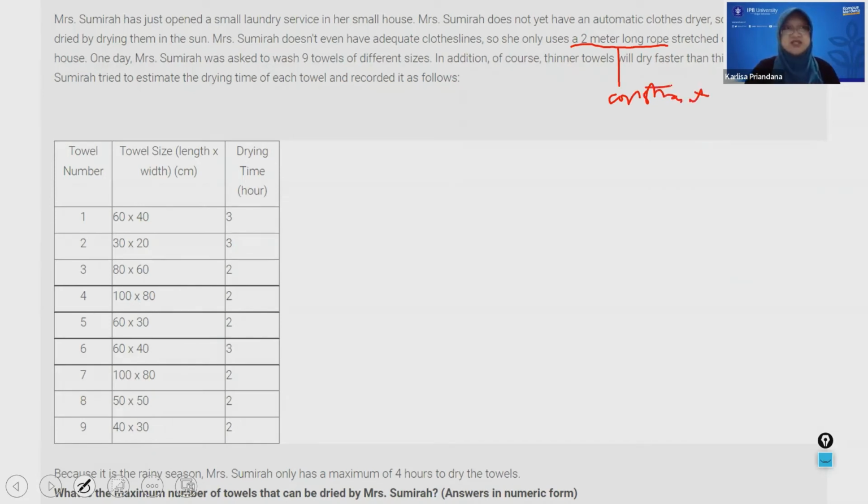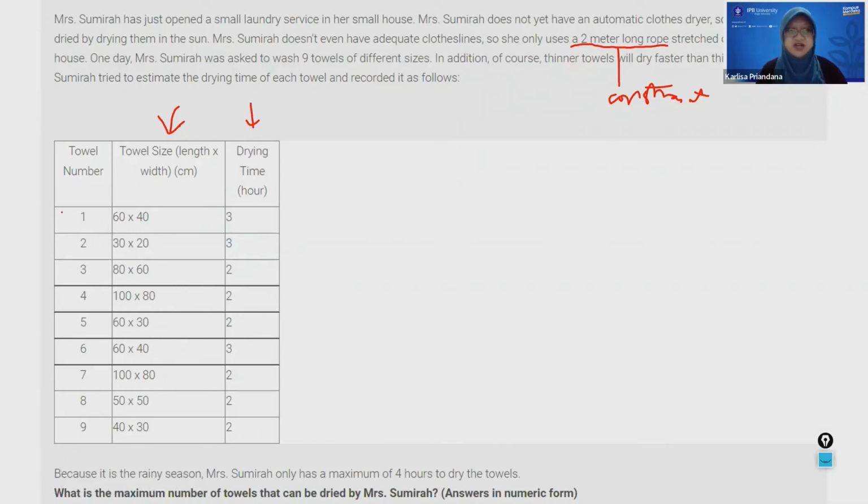Okay. One day, Mrs. Sumira was asked to wash 9 towels of different sizes. In addition, of course, thinner towels will dry faster than thicker towels. So Mrs. Sumira tried to estimate the drying time of each towel and recorded it as follows. This is the towel number: 1, 2, 3, 4, 5, 6, 7, 8, 9. Then this is the size of the towel. And she calculated the drying time, because the thinner towels will dry faster than the thicker ones.